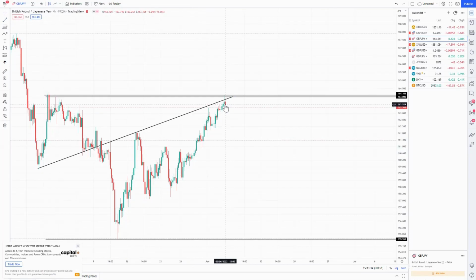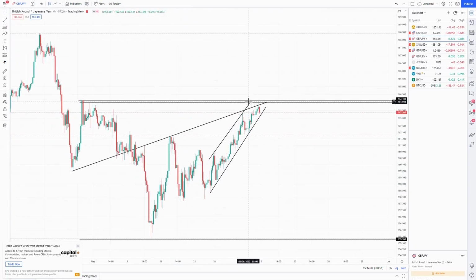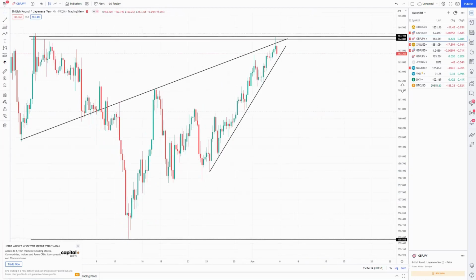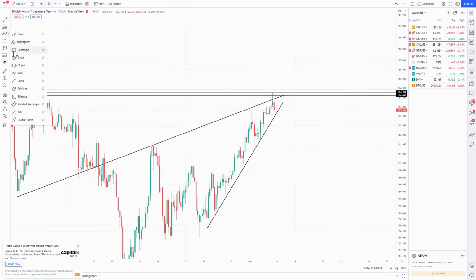Is GBPJPY going to sell next week? Okay, let's see. So we'll just wait patiently for price to break below, come for a retest and a continuation downward on GBPJPY. GBPJPY setup looks nice. Nice setup on GBPJPY. Let me just complement it with a rectangle here.